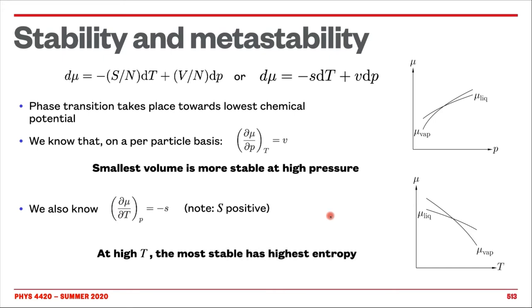So that means that at high temperature, of course, the most stable is the highest entropy, which is the vapor phase. So that also explains why at high temperature we have the vapor phase. So that's all nice. So we can understand that the transition between vapor and liquid is always so that the system adopts, for a given pressure and temperature, the lowest value of the chemical potential.